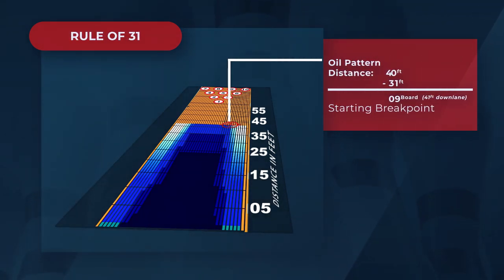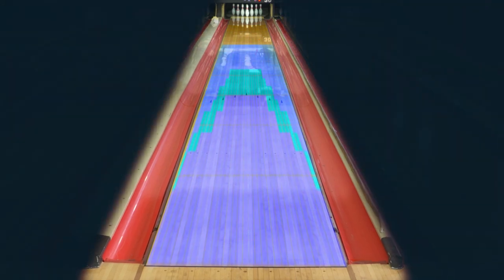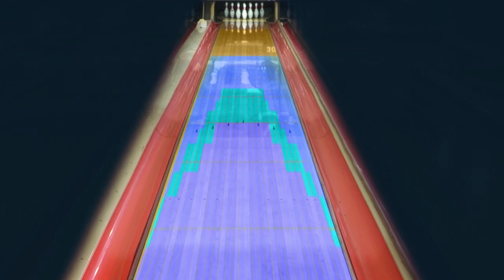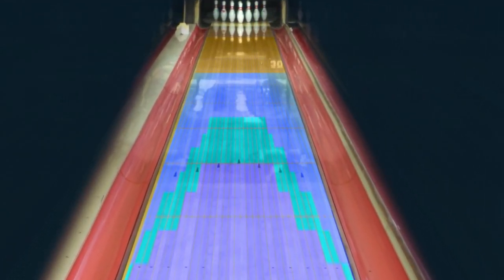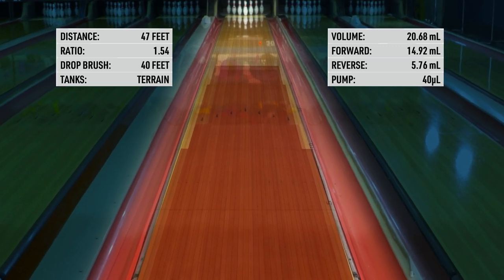Well, if it's 35 feet, the pattern is going to be even further outside. That's usually what happens when we have patterns between 35 and 40 feet. Also, our angles can be a little bit more open. Why is this? We have more time for that ball to leave the end of the pattern and still hit the pocket.